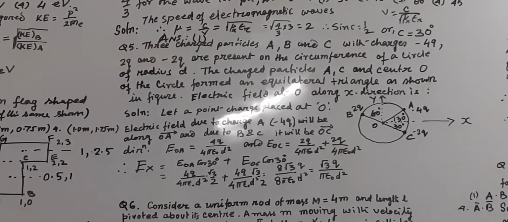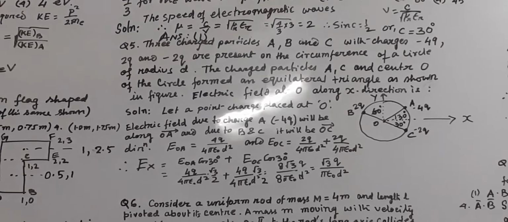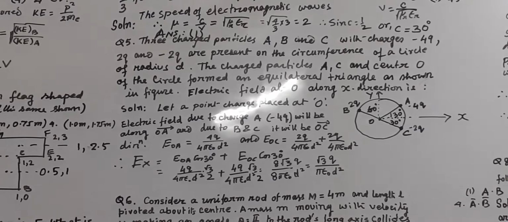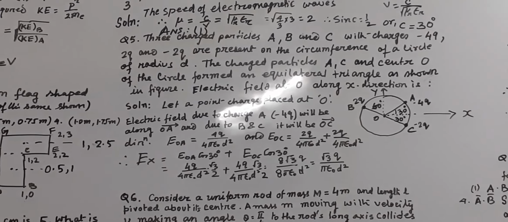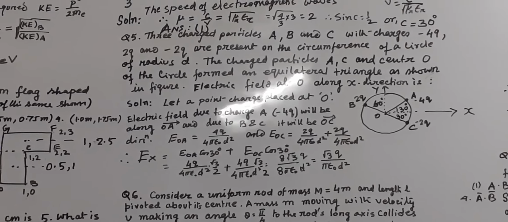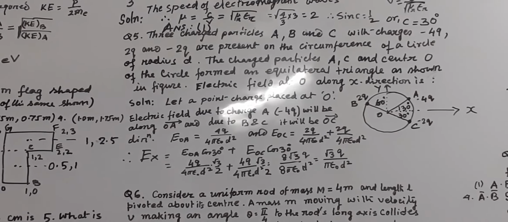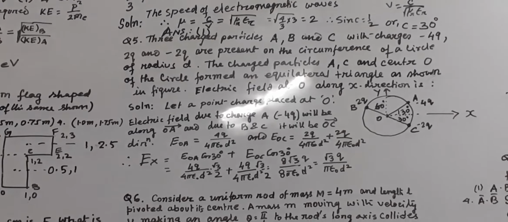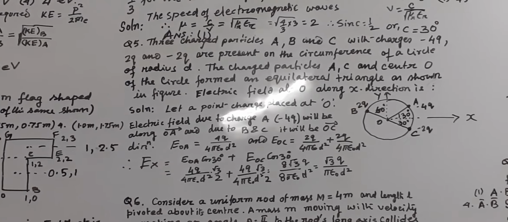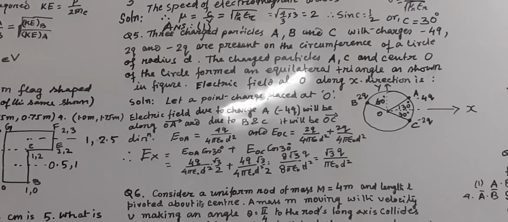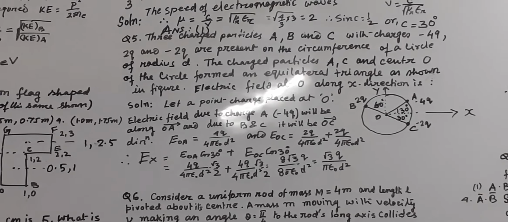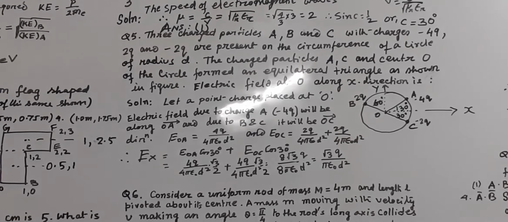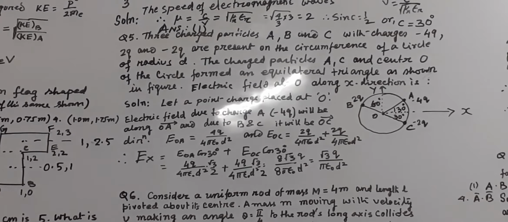Now the resultant electric field along OA will be 4q divided by 4 pi epsilon naught d square, and the electric field along OC will be due to 2 charges, that is twice q over 4 pi epsilon naught d square plus twice q over 4 pi epsilon naught d square, because both the charges will give electric field along the direction of OC. Now our question is to find the electric field along the x axis.